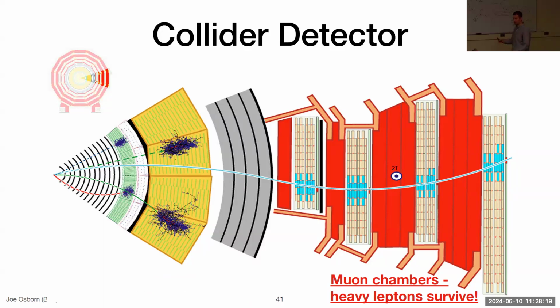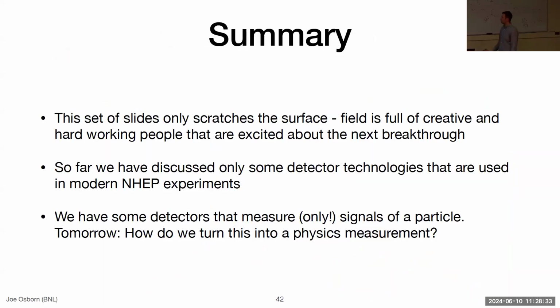Because they're heavy, unlike electrons, their rate of energy loss is much smaller. So they interact electroweakly, not hadronically. So muon chambers are often built at the very outsides of experiments because of this. Okay, so again, this only scratches the surface.